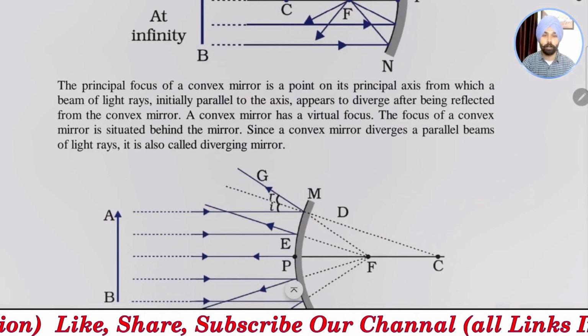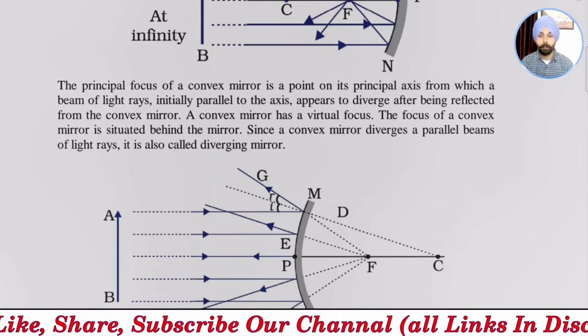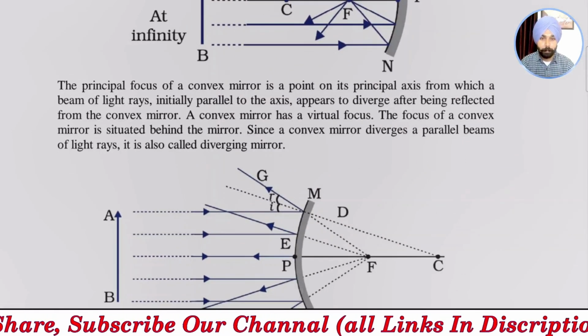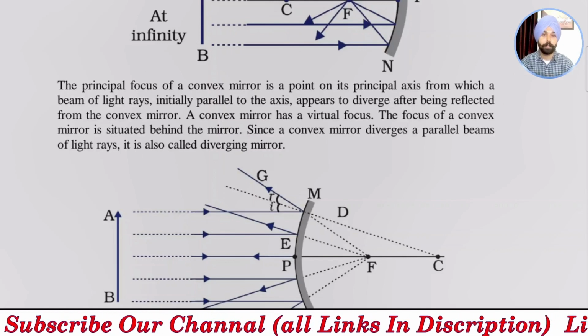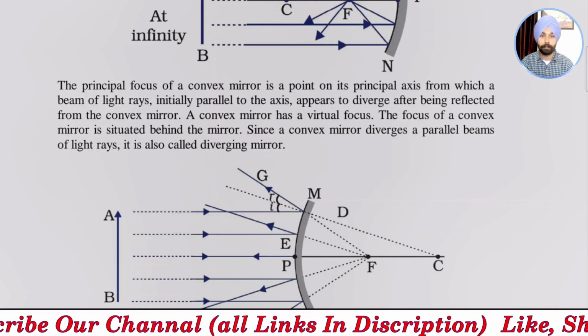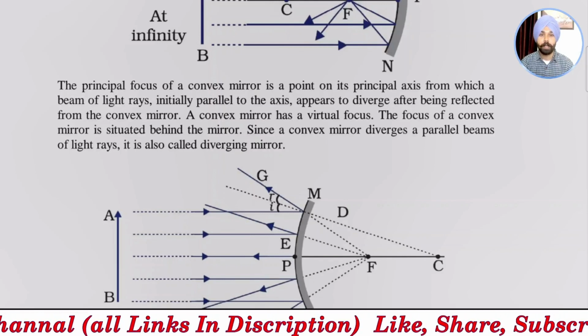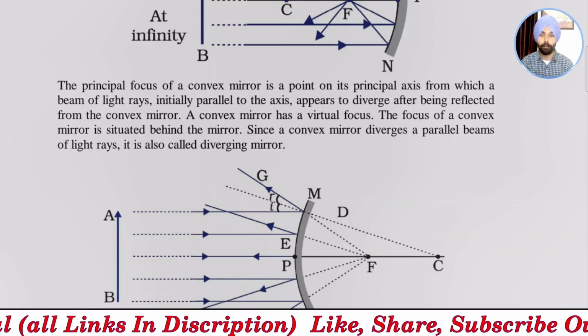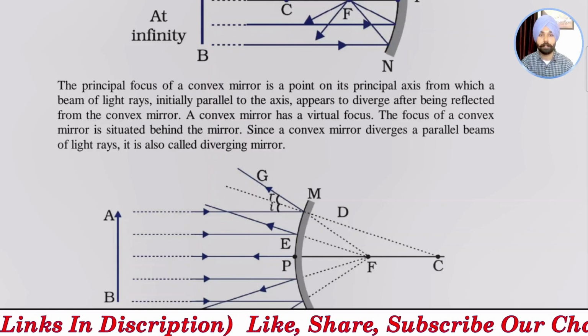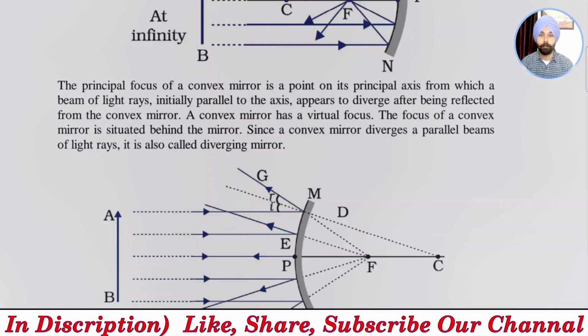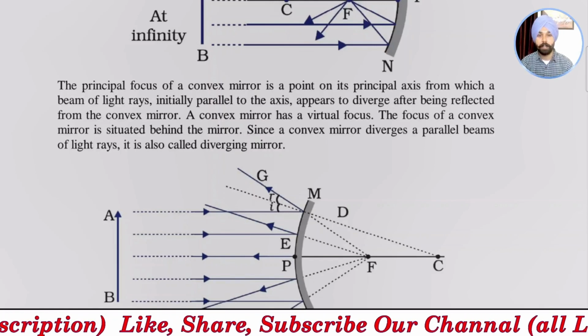The principal focus of the convex mirror is a point on its principal axis from which a beam of light rays initially parallel to the axis appears to diverge after being reflected from the convex mirror. A convex mirror has a virtual focus. The focus of the convex mirror is situated behind the mirror. Since the convex mirror diverges parallel beams of light, it is called a diverging mirror.